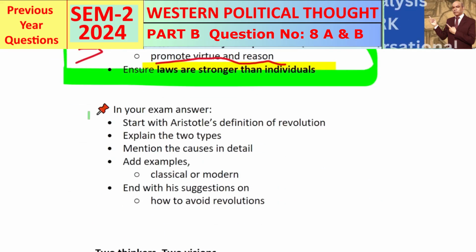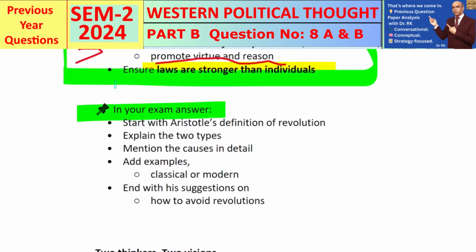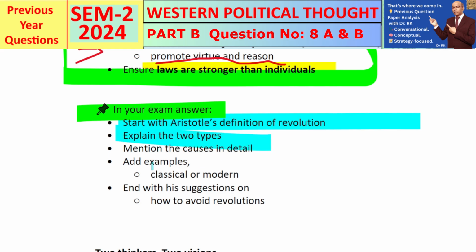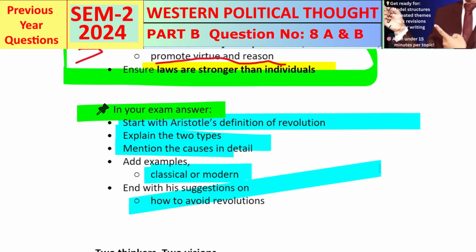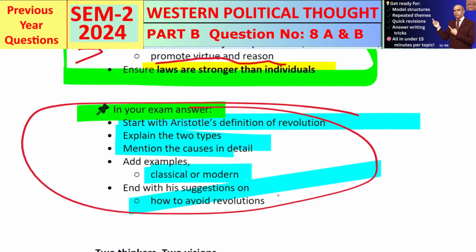So in your exam answer, start with Aristotle's definition of revolution, explain the two types, mention the causes in detail, add examples, classical or modern, and then end with his suggestions on how to avoid revolutions. If you can contrast this with Plato, who wanted to engineer a static perfect state, while Aristotle wanted to manage change wisely, you are golden.